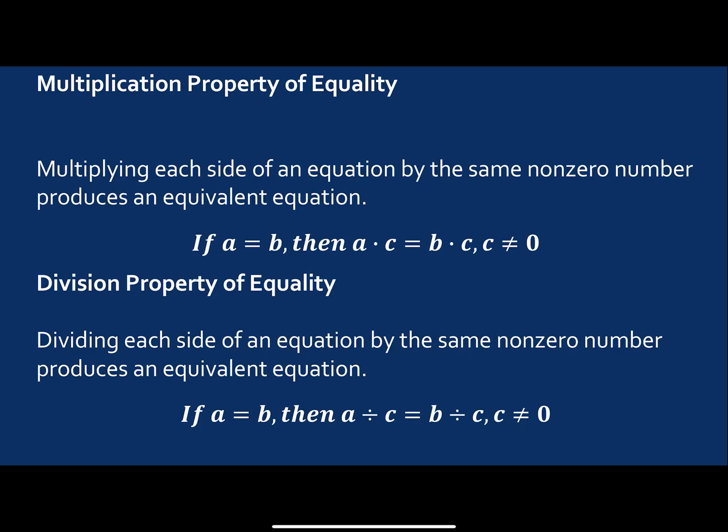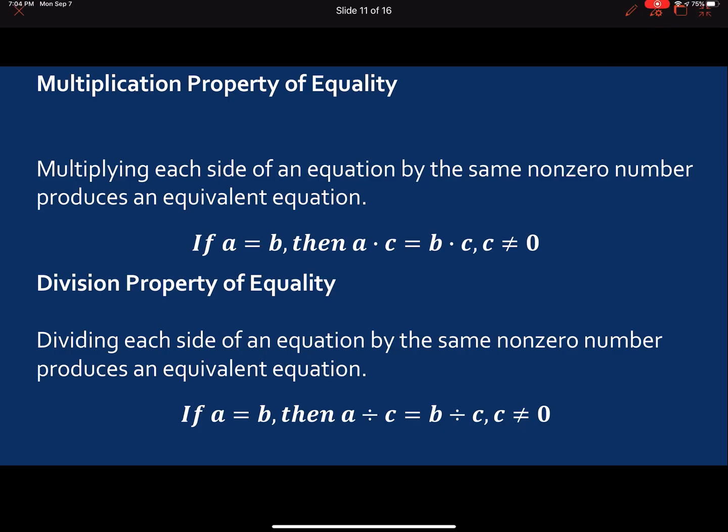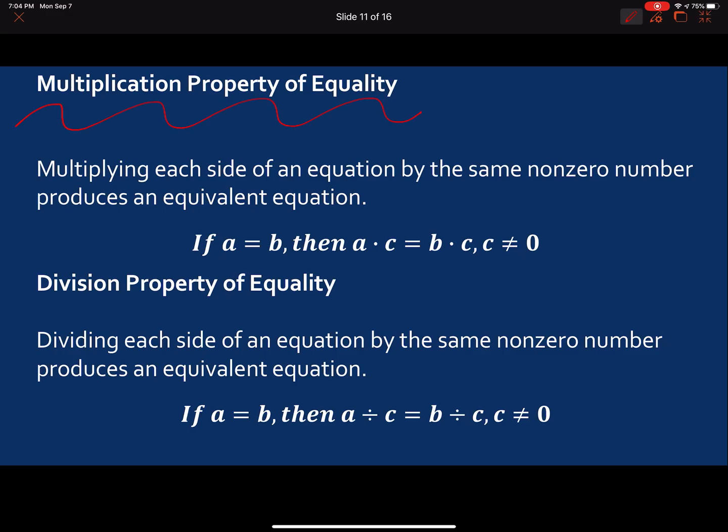Okay, we have a couple more properties now before we go on. We have the multiplication property of equality, which states multiplying each side of an equation by the same non-zero number produces an equivalent equation. So if I know once again that a equals b, and I multiply a times c and b times c, as long as c does not equal 0, these equations will remain equivalent.